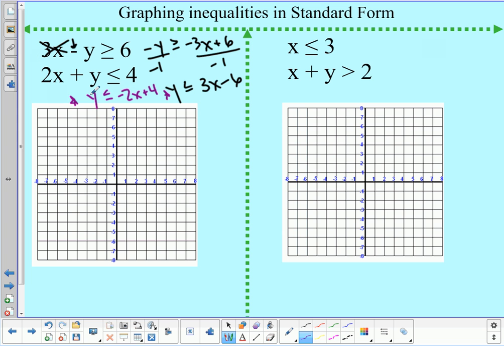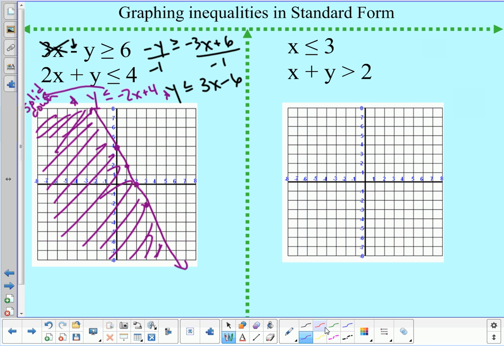I'll do the purple one first. So I start up at positive 4, and then my slope is negative 2. So down 2 and right 1, down 2, right 1, down 2, right 1. I forgot to list my choices for this one. This one is going to be solid, and I want to shade down. So here's my solid line through those points. And shading down would be like climbing up the mountain and crawling into a hole or a cave, and that's down this direction.